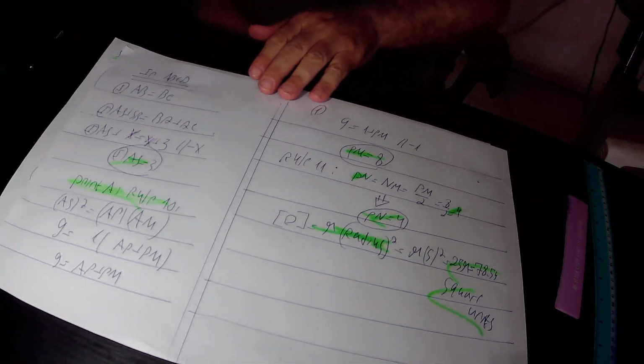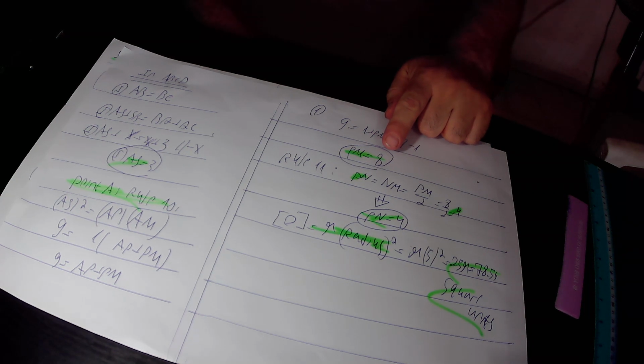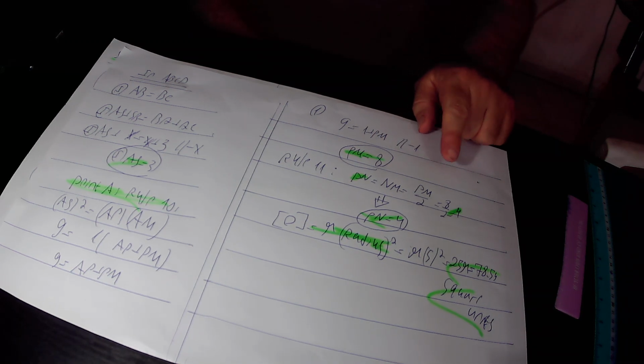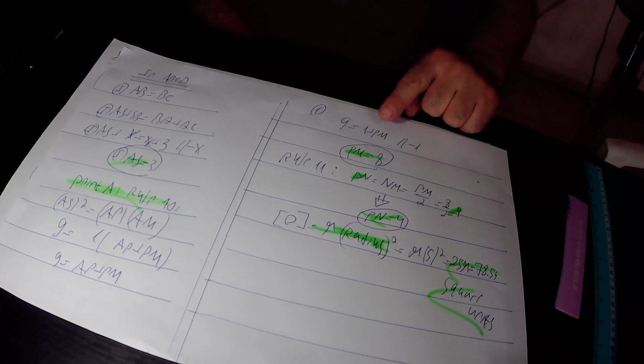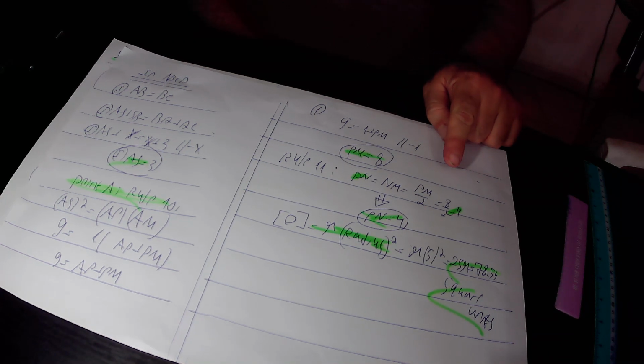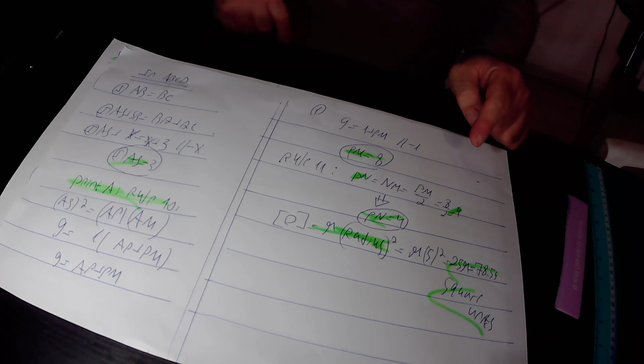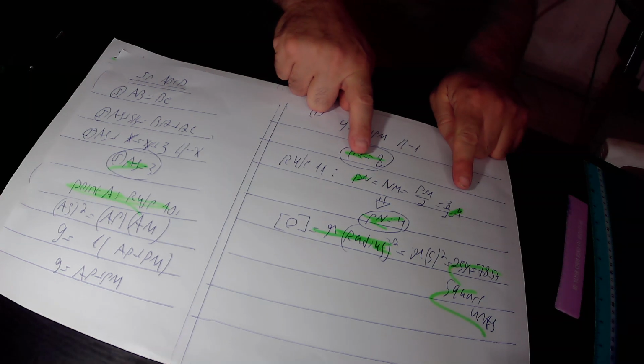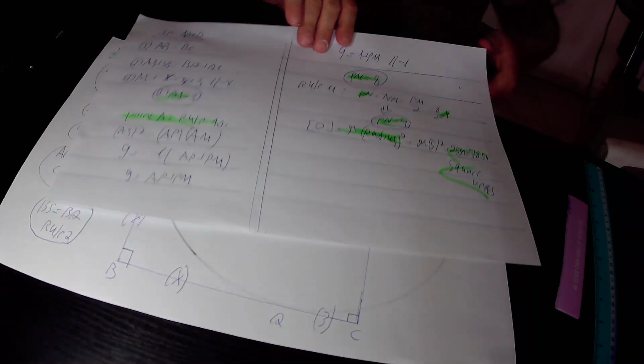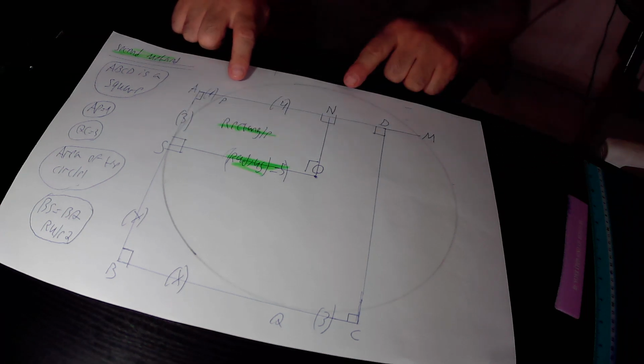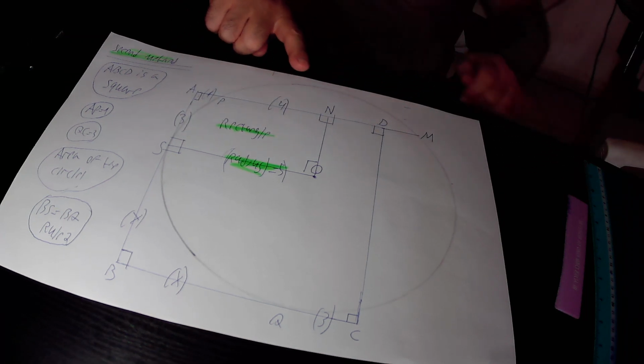According to rule 11, perpendicular ON bisects chord PM into two halves. The first half is PN, and it is equal to the second half, that is NM, and each half equals PM over 2. PM is 8, therefore PM over 2 is 8 over 2, that is 4. From this equation, we find that PN equals 4 units in its length. So this PN is equal to 4 units in its length.